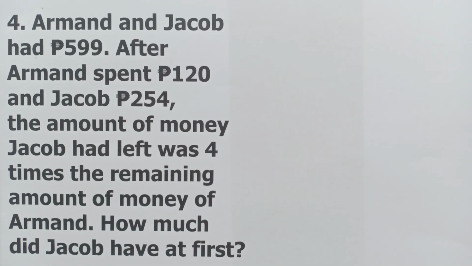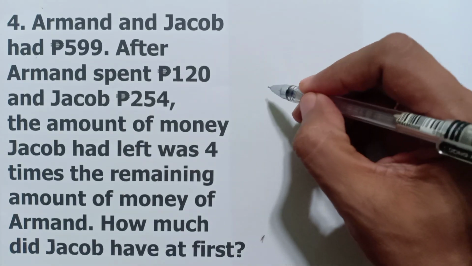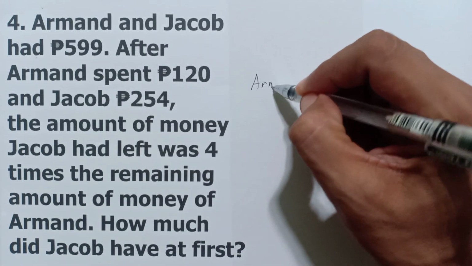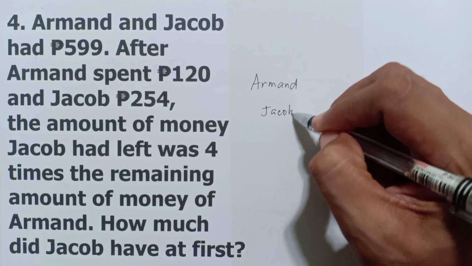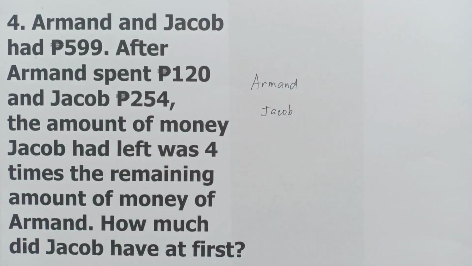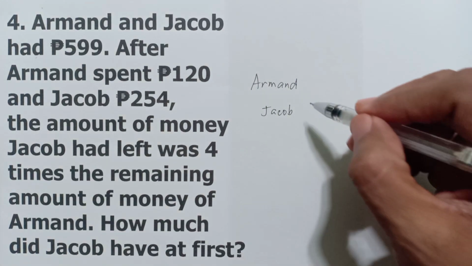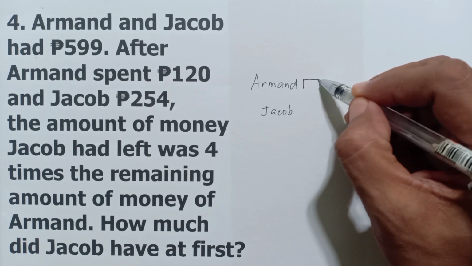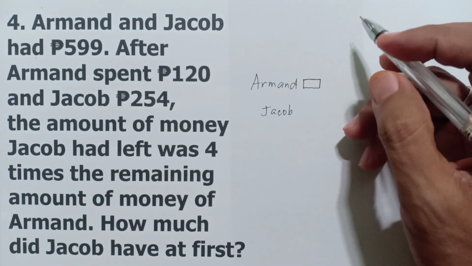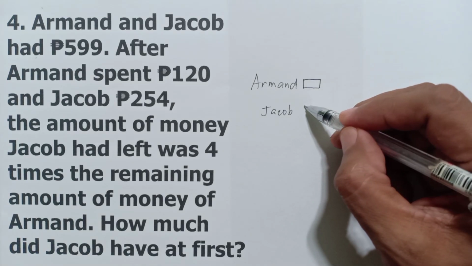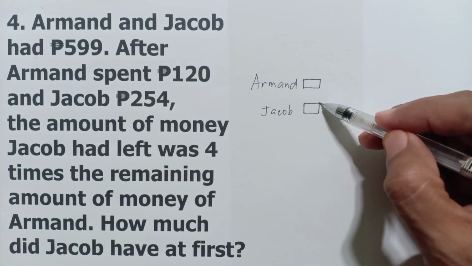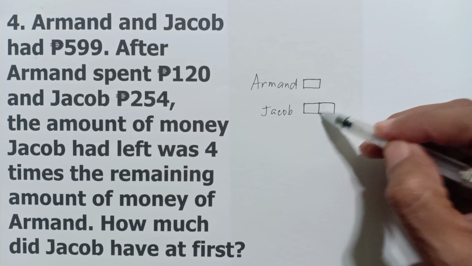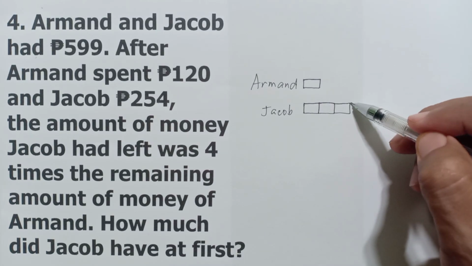So let me write first their names. Let's have Armand here. Okay, Armand. Then Jacob here. Again, after spending, it says Jacob had 4 times, no, Armand. So if this block represents the money left of Armand, Jacob had 4 times. So let's draw 4 blocks, assuming the blocks are equal. These two are equal. So with this, let's draw 4.